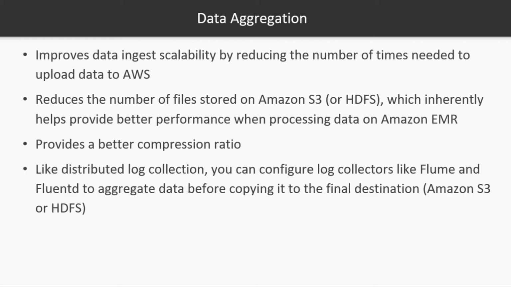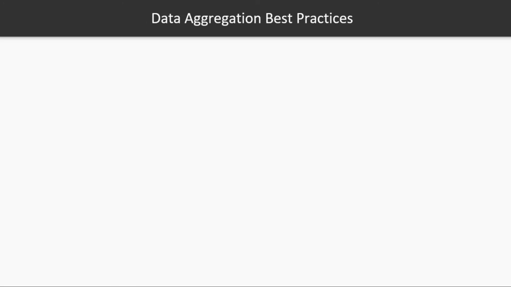Like distributed log collection, you can configure log collectors like Flume and Fluentd to aggregate data before copying it to the final destination. Below are some of the data aggregation best practices. The suitable aggregated data size depends on the compression algorithm you are using. For instance, if your log files are compressed with gzip, it is often best to keep your aggregated data file size to 1 to 2 GB.